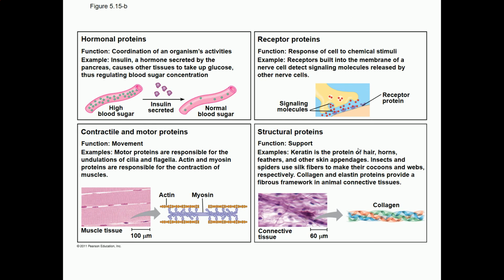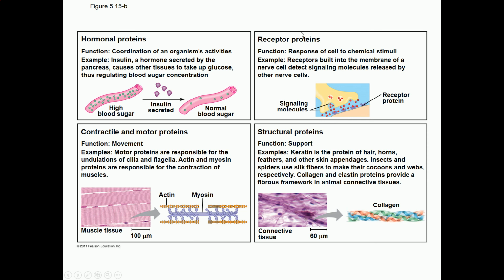Okay, hormonal proteins. A lot of hormones are protein in nature. Like insulin is a hormone. It's a protein in nature which is responsible for the regulation of blood sugar level. Then contractile and motor proteins. As you know, muscles contract and relax, and because of that we can do various movements. And these muscles are made of proteins called actin and myosin.